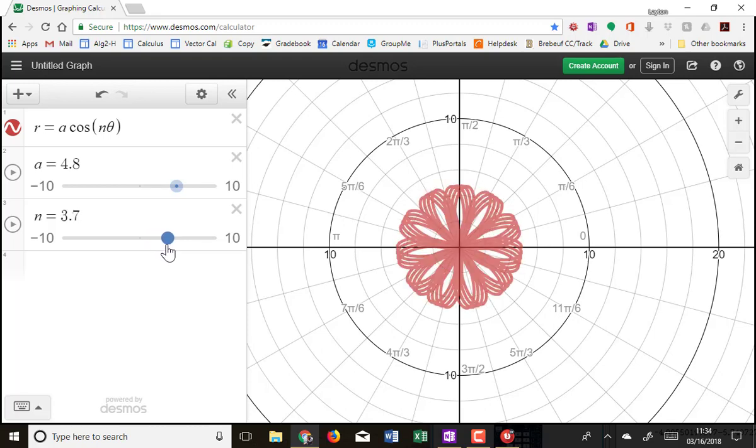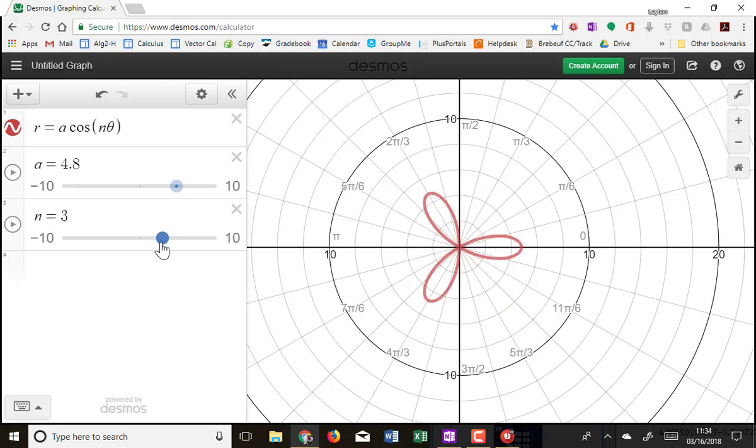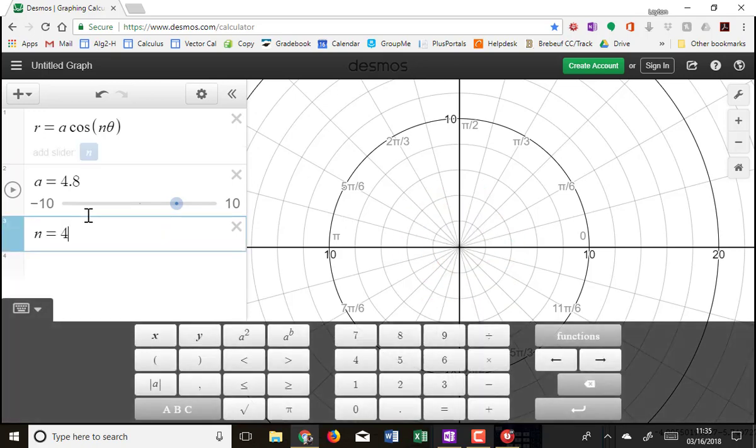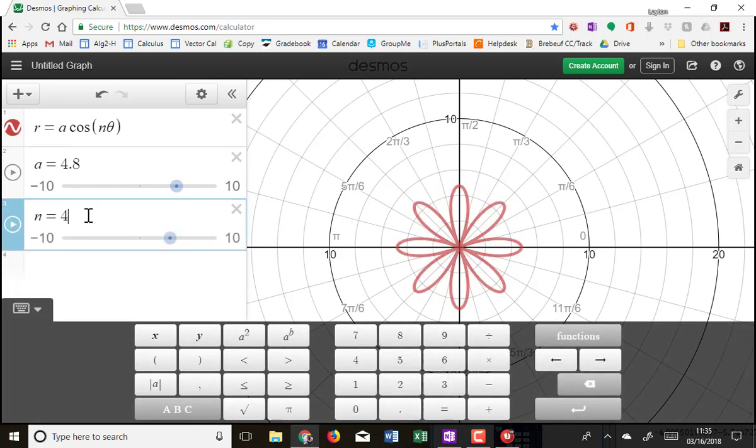Wait, what? I thought it was... Because it's really hard to get N values that are even. But like there's 3, there's 4. When N is even, you have double the number of petals. What about when it's not an integer? When N is 5, you got that.